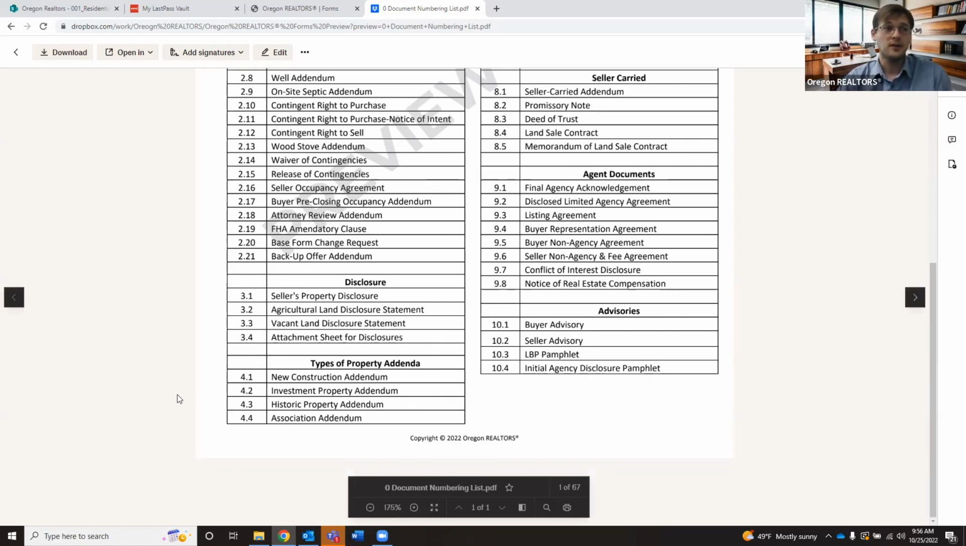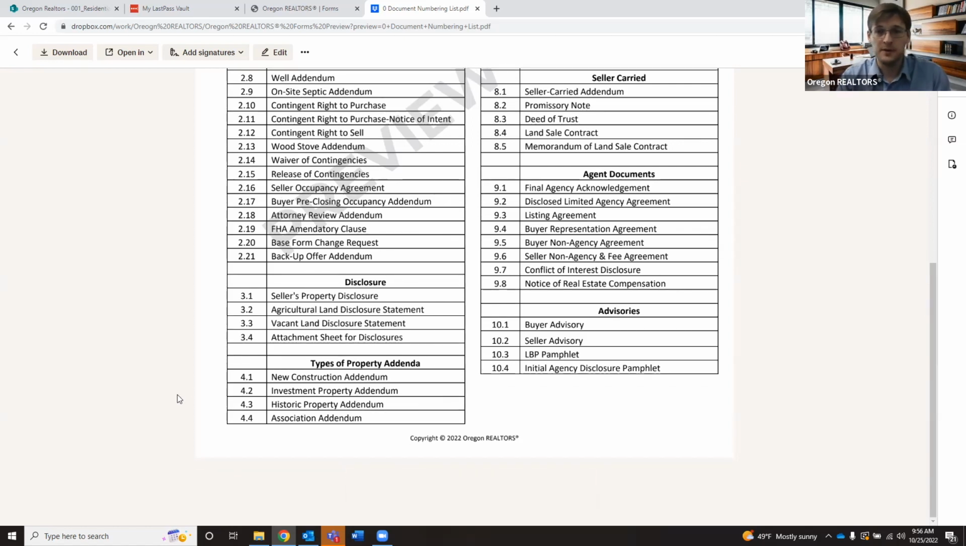The 4.0s are types of property, so various properties that this is just something, a state-based standard of what that property is. So is it a new construction? Is it being used as an investment property? Is it a historic property or in a historic district? Does it have an association like an HOA or a condominium association? You'll note that the condominium and the new construction, those were purchase and sale agreements in the ORF standard.